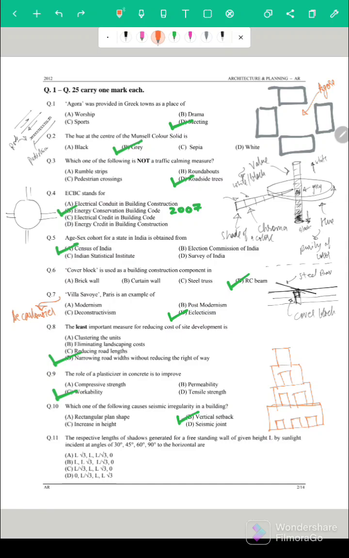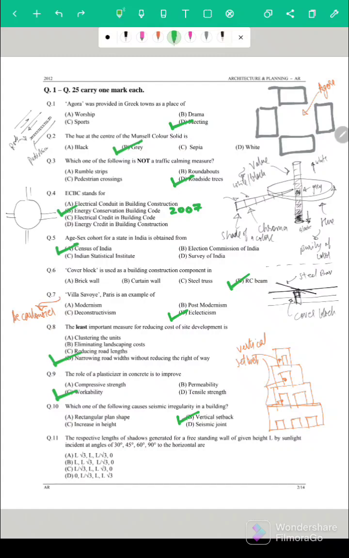which is openings, like walls, windows. If there are too many openings in a building, it increases its instability, and due to this the building can fall off due to earthquake. So these are the vertical setbacks, these openings.